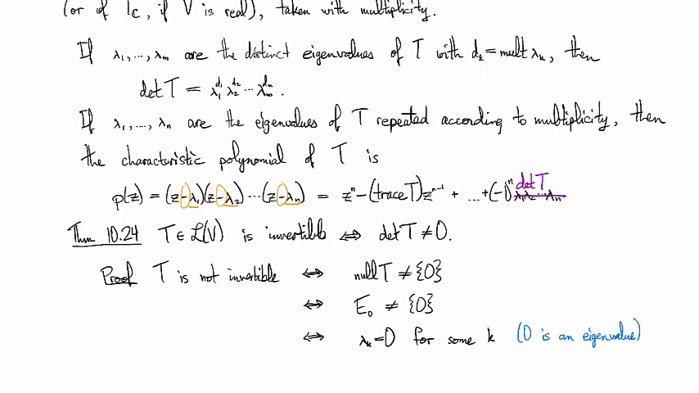And if 0 is an eigenvalue, one of the lambda k's is equal to 0 if and only if the product of all the lambda k's is equal to 0. Because when you've got a product of numbers equaling 0, that can only happen when one of them is equal to 0. And so that thing that we have in the last line is the determinant. So we are done.